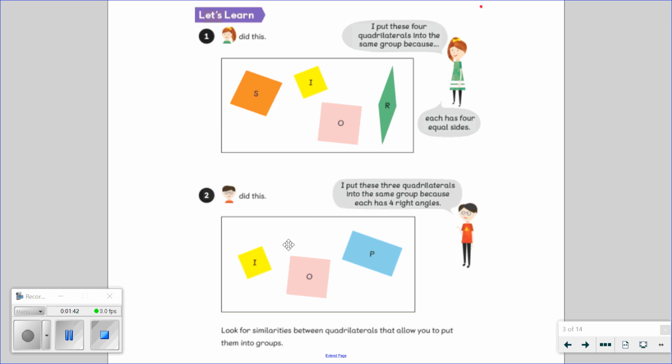Charles has put I, O and P in a group, two squares and one rectangle. What do these have in common? Charles tells us that the similarity with these shapes is that they all have four right angles.